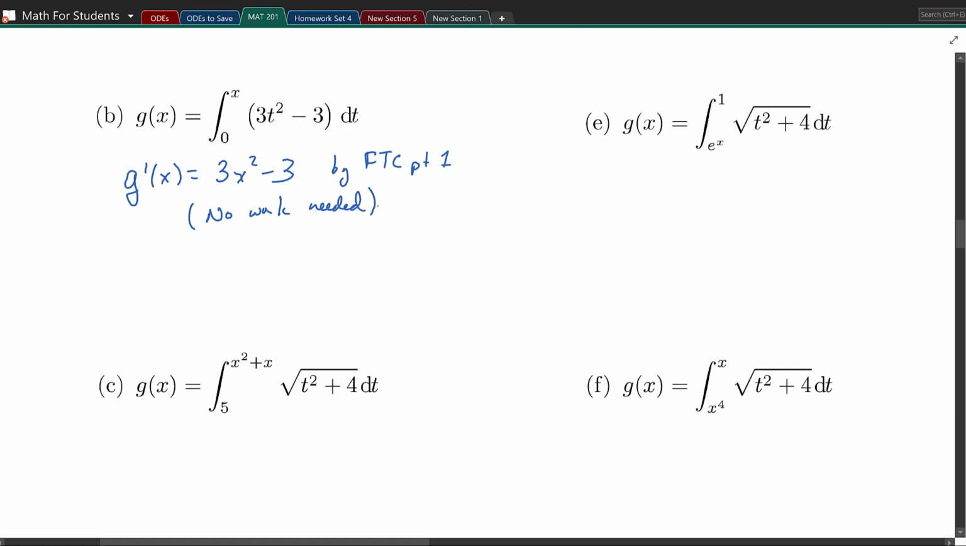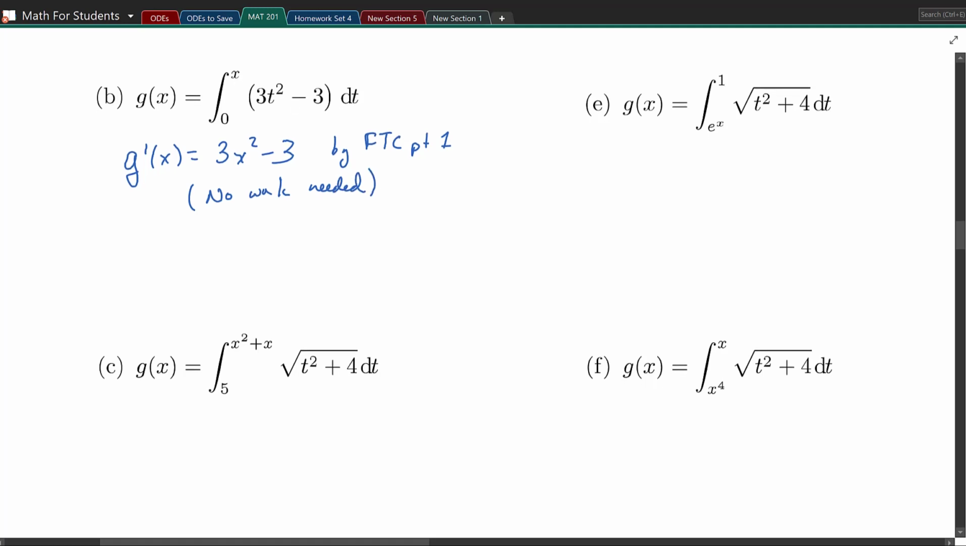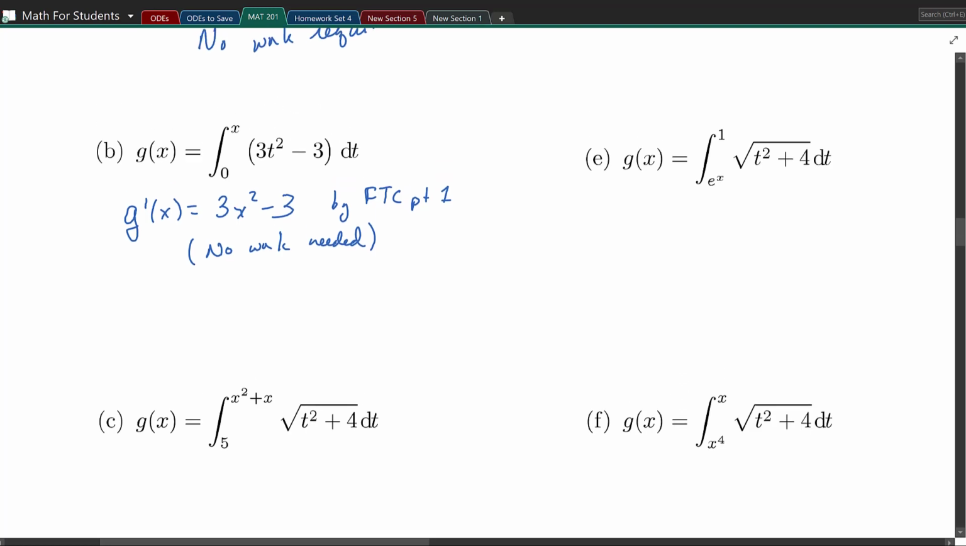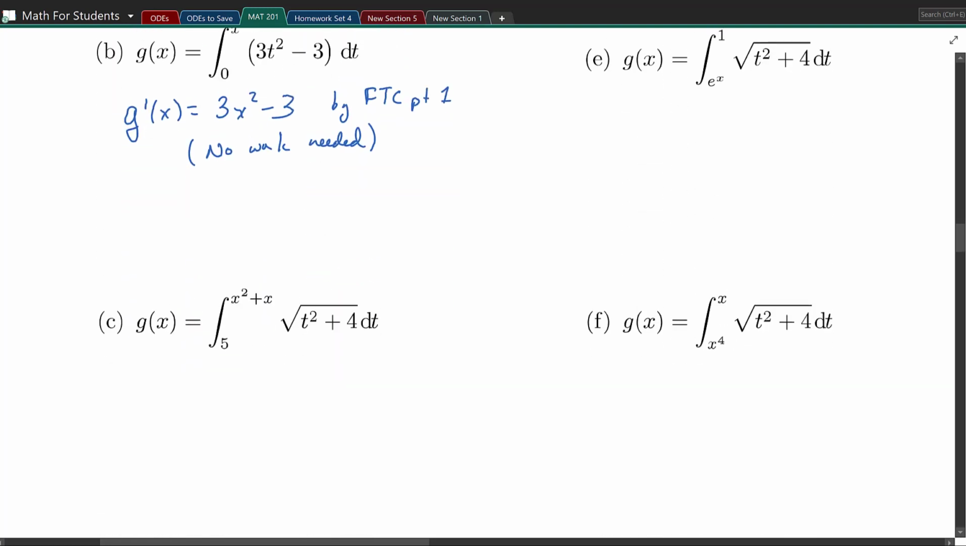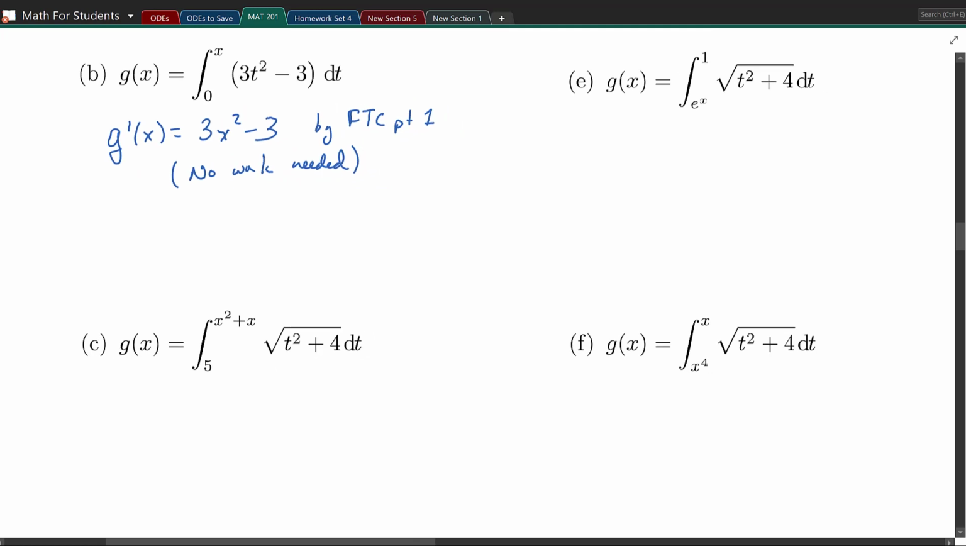Okay. Now, what's another way to do this? Well, in this case, and this is actually the only one of all the problems on this page about the fundamental theorem of calculus part 1 where I could compute this what I call the long way. So I don't want you to do this. Don't do this. But let me show you another way to arrive at this answer.